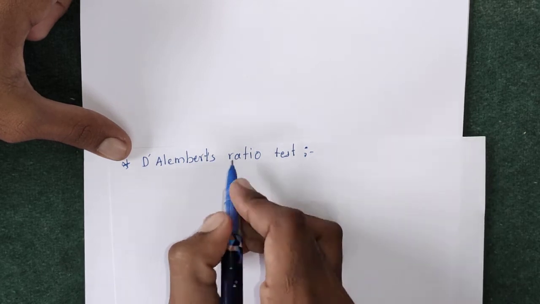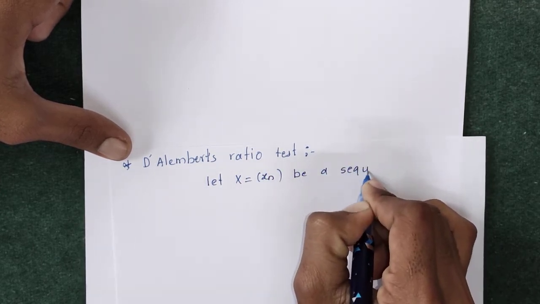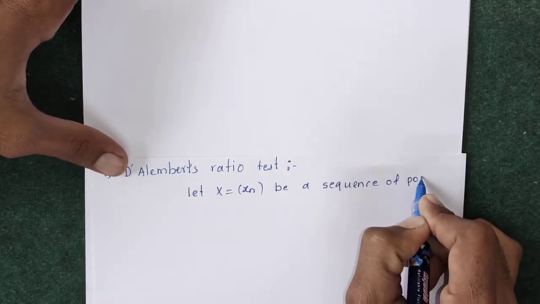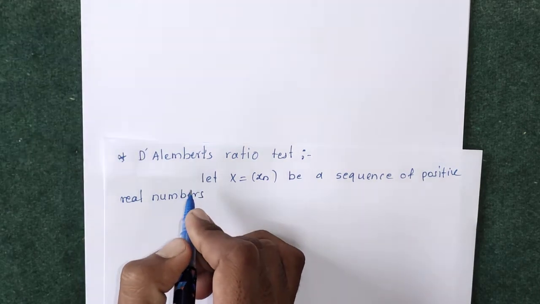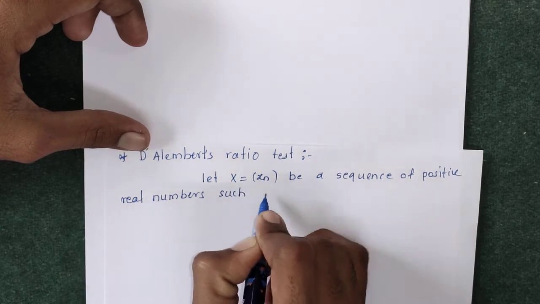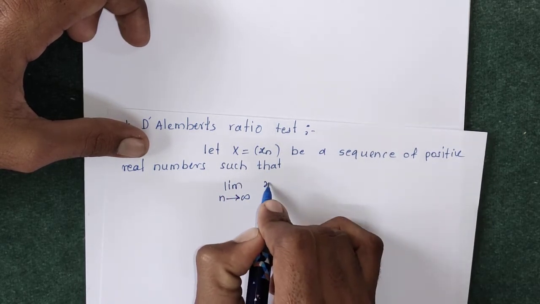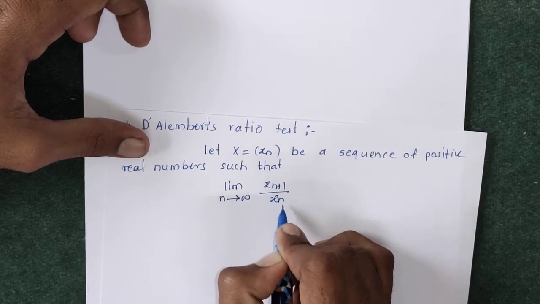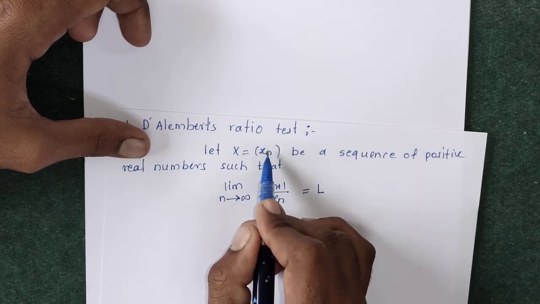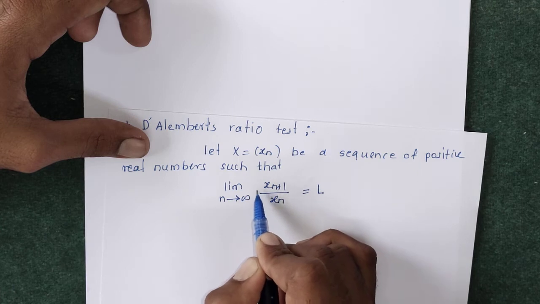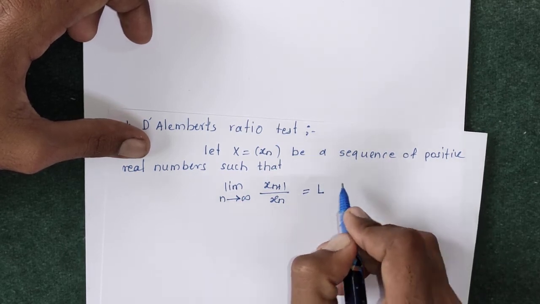Now the statement of that test is, let x = (xn), this is the notation of a sequence, be a sequence of positive real numbers such that the limit as n tends to infinity of xn+1 upon xn, where n+1 and n are the suffixes to x, equals L. If we take the ratio of xn+1 upon xn and take the limit as n tends to infinity, then this limit exists and is equal to L.